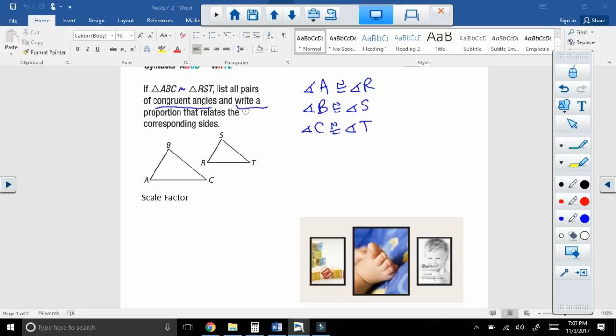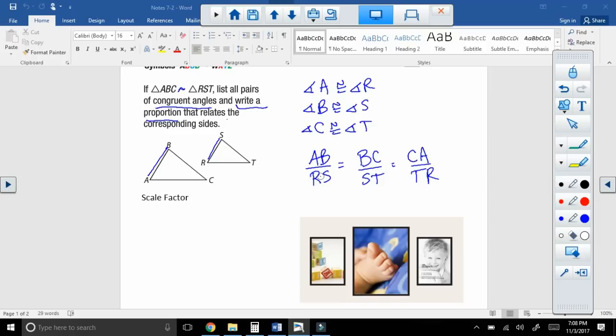Then write a proportion that relates the corresponding sides. For this proportion, I would say that AB is to RS, writing out those sides. That's going to equal BC to ST, and then lastly CA to TR. And this would be everything that I'd be looking for if that's what the directions said.